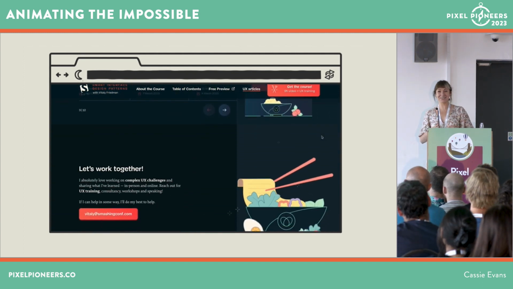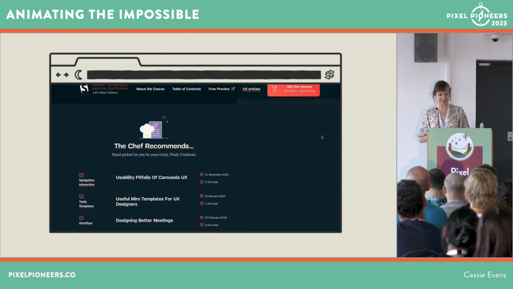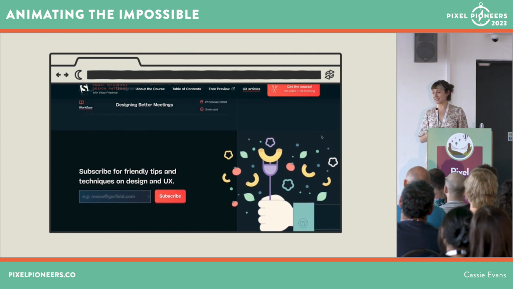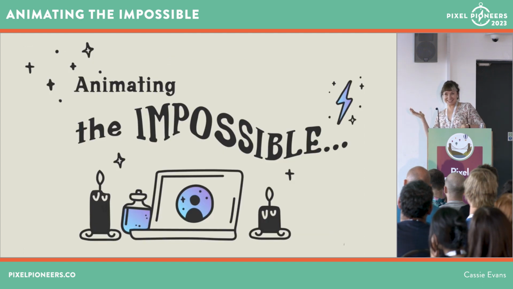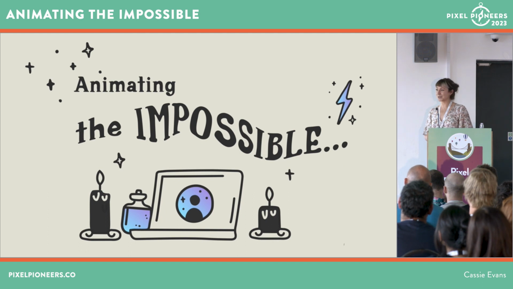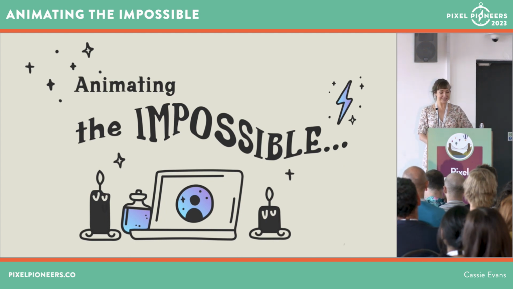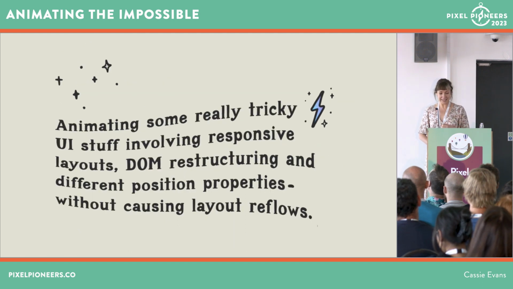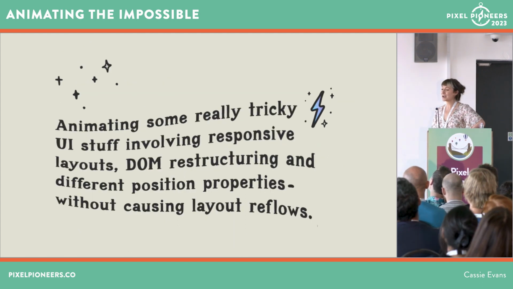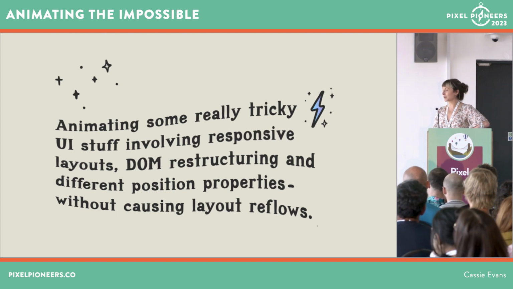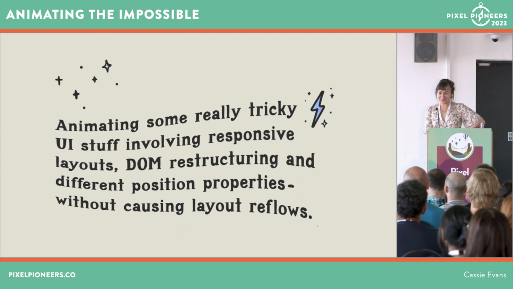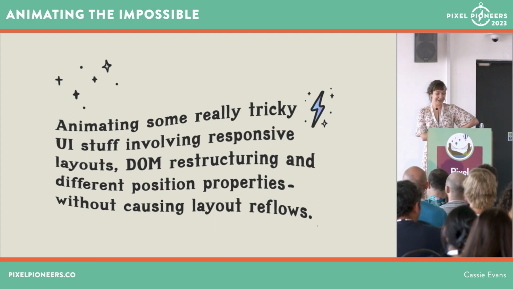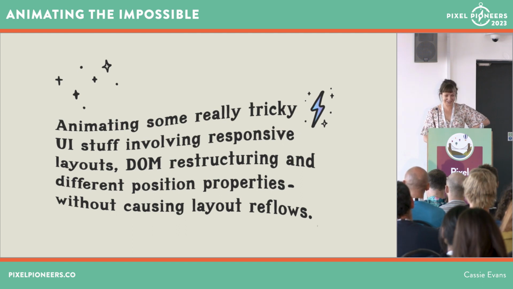So this time, I'm going to break out of my SVG box and we're going to talk about a more common type of web animation, which is namely moving little rectangles around a screen. I've tried to make this sound more exciting by calling the talk Animating the Impossible and not just moving some little boxes around a screen. Get the bums on seats. But now you're here, what we're actually going to be covering is animating rectangles, but some really tricky rectangle stuff involving responsive layouts, DOM restructuring, and different position properties without causing layout reflows. Welcome. Fun. Are you all excited? I'm sorry. I feel like I tricked everyone.